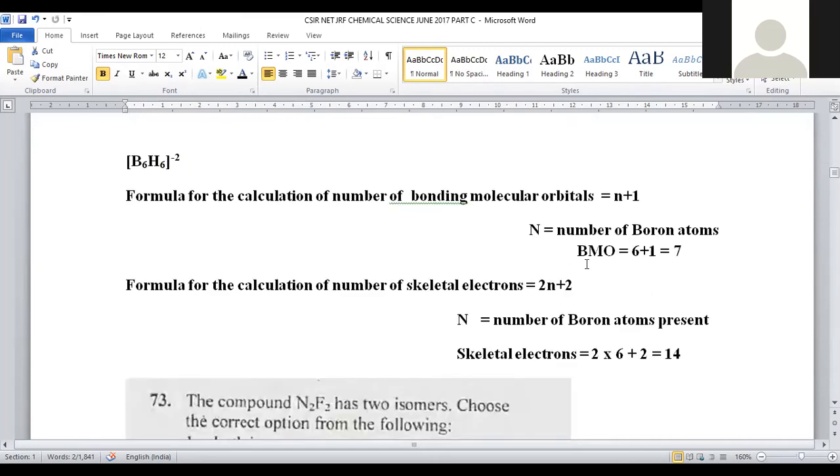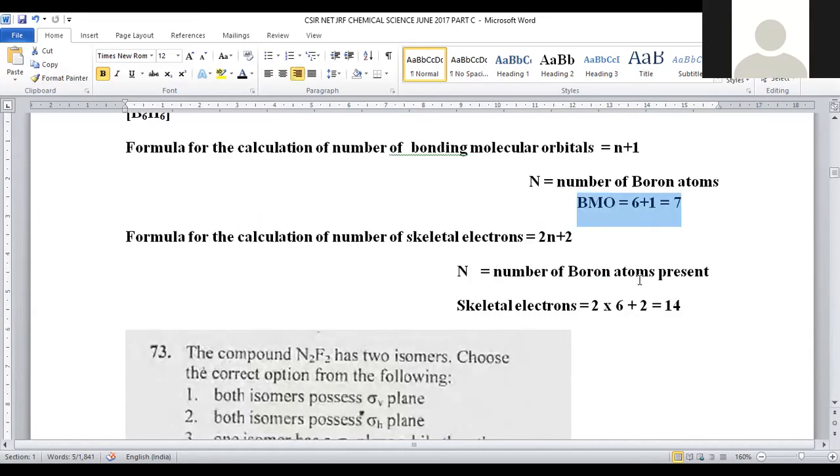In order to find the bonding molecular orbitals, the empirical formula will be n+1. n stands for the number of atoms present. How many boron atoms are there? 6 boron atoms are there. So the n value will be 6. So 6 plus 1 will be 7. So the bonding orbitals present in the given compound B6H6 2- will be 7. 7 bonding molecular orbitals are there.